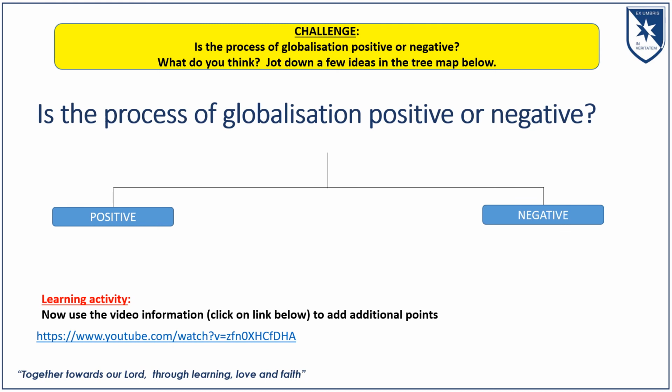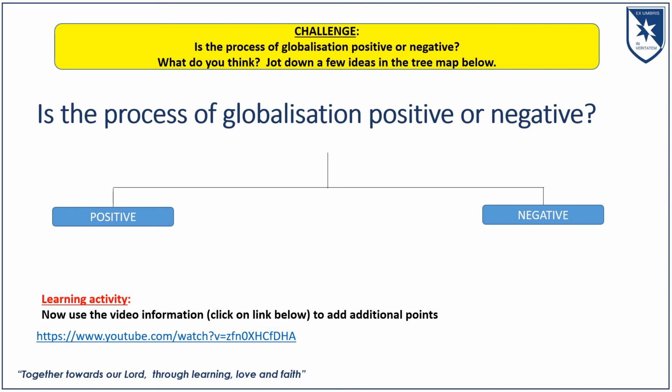Okay, one last activity then, just to finish us off. I would like you to think about whether the process of globalisation is positive or negative for our planet. I would like you to copy the tree map that you can see on this slide, and then I would like you to just jot down what you think are the positives and what you think are the negatives based on the learning that we've done for this lesson.